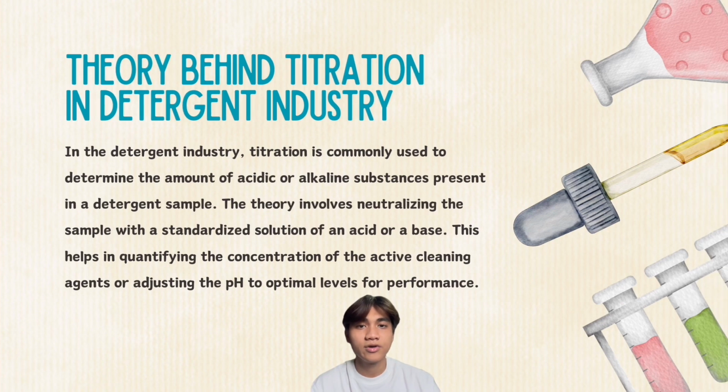Let's move on to the theory behind titration in detergent industry. In detergent industry, the titration process is commonly being used to determine the amount of acidic and alkaline substance present in detergent sample. The theory involves neutralizing the sample with a standardized solution of an acid or a base. This helps in quantifying the concentration of the active cleaning agents or adjusting the pH to optimal levels for performance.